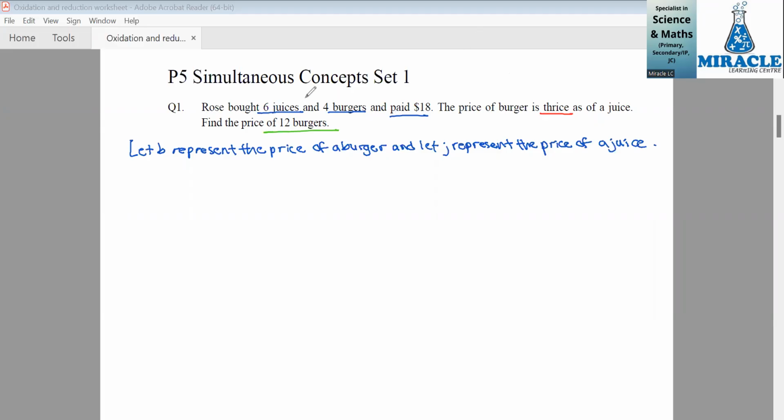Okay, so the first thing you want to do is write this sentence, which is let B represent the price of a burger and let J represent the price of a juice. So let's write out our very first line, which is 6 juices and 4 burgers is equal to $18. So 6J plus 4B equals 18. So this is our first equation.